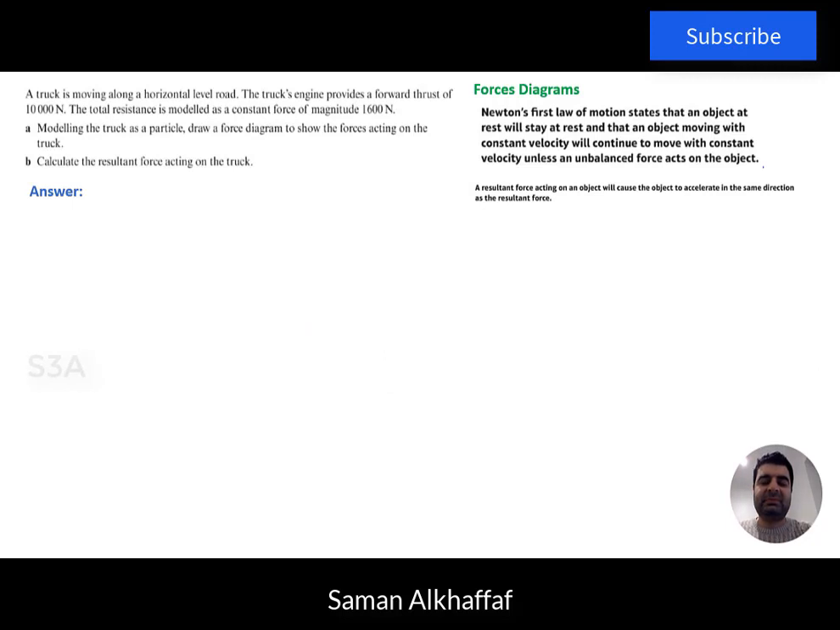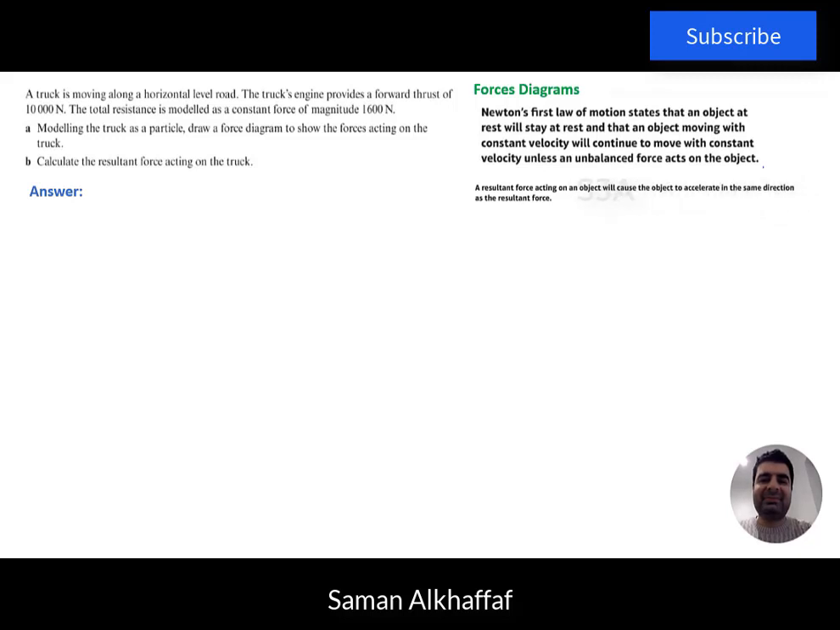In this example, a truck is moving along a horizontal level road. The truck's engine provides a forward thrust of 10,000 newtons. The total resistance is modeled as a constant force of magnitude 1,600 newtons. Now for part A, modeling the truck as a particle, draw a force diagram to show the forces.